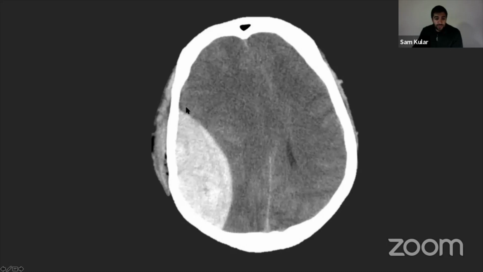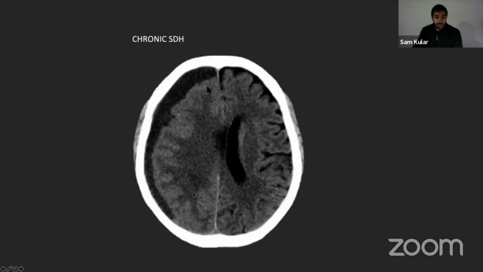On this particular image, we have again a nice lens-shaped or convex-shaped hematoma. It's not passing the lambdoid sutures at the back or the coronal sutures at the front, and this is in keeping with an extradural hemorrhage. We have here a low-density chronic subdural hemorrhage with a mild amount of mass effect, so replacements, and again, this is all in keeping with chronic SDH.